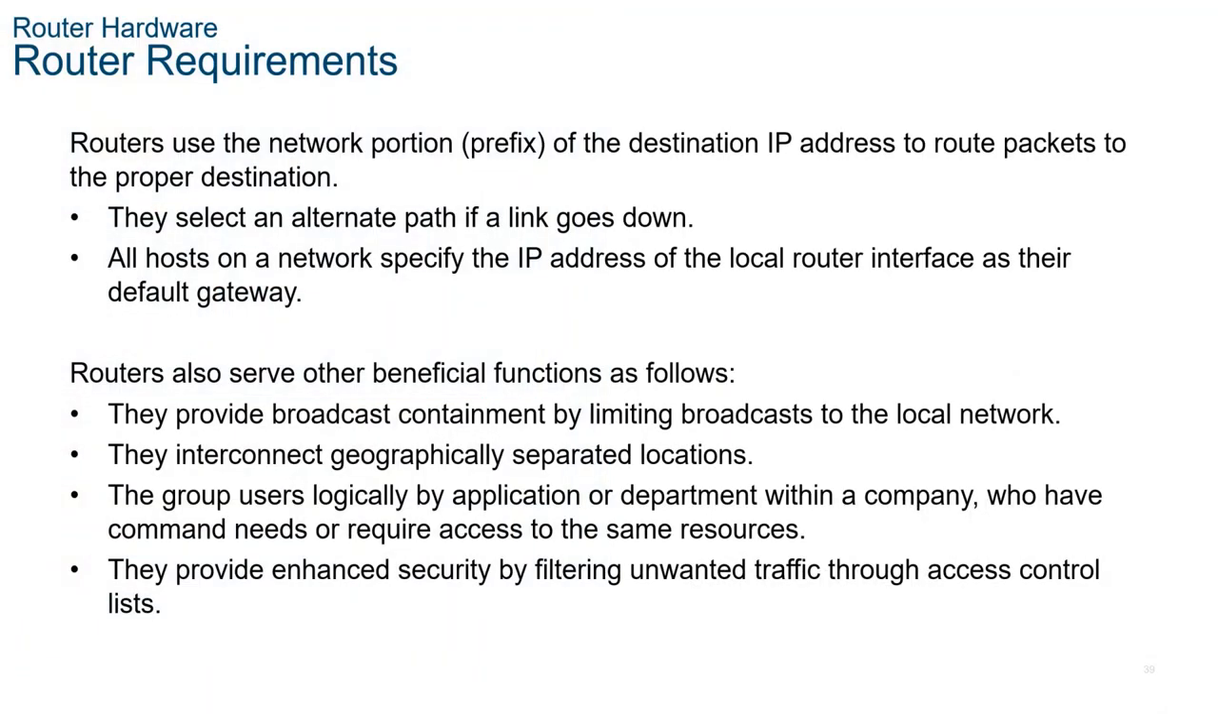Now, let's talk about router requirements. Routers use the network portion or prefix of the destination IP address to route packets to the proper destination. They select an alternate path if the link goes down. All hosts on a local network specify the IP address of the local router interface in their IP configuration. So this router interface is the default gateway. The ability to route efficiently and recover from network link failures is critical to delivering packets to their destination.